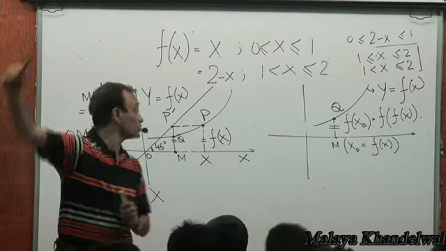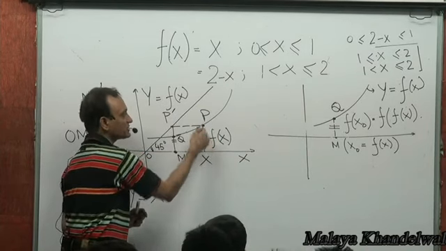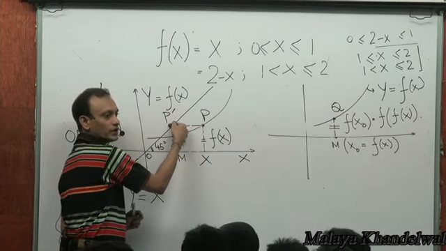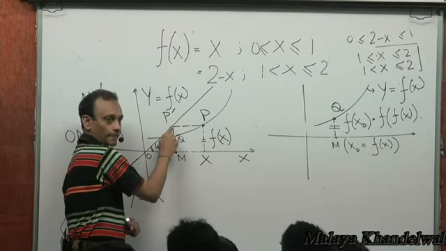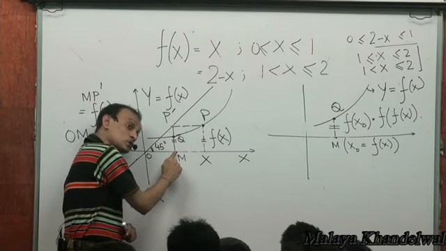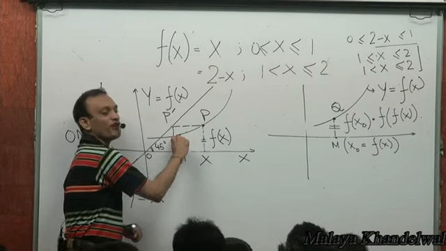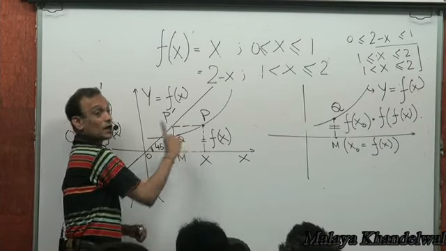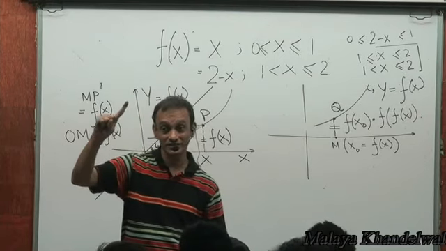Drawing a line y equal to x. This is f(x) for a given x. Draw a line parallel to the x-axis, intersecting the line y equal to x at P prime. The projection of P prime would be M, whose x coordinate will be f(x), and therefore this length would be f of f(x).